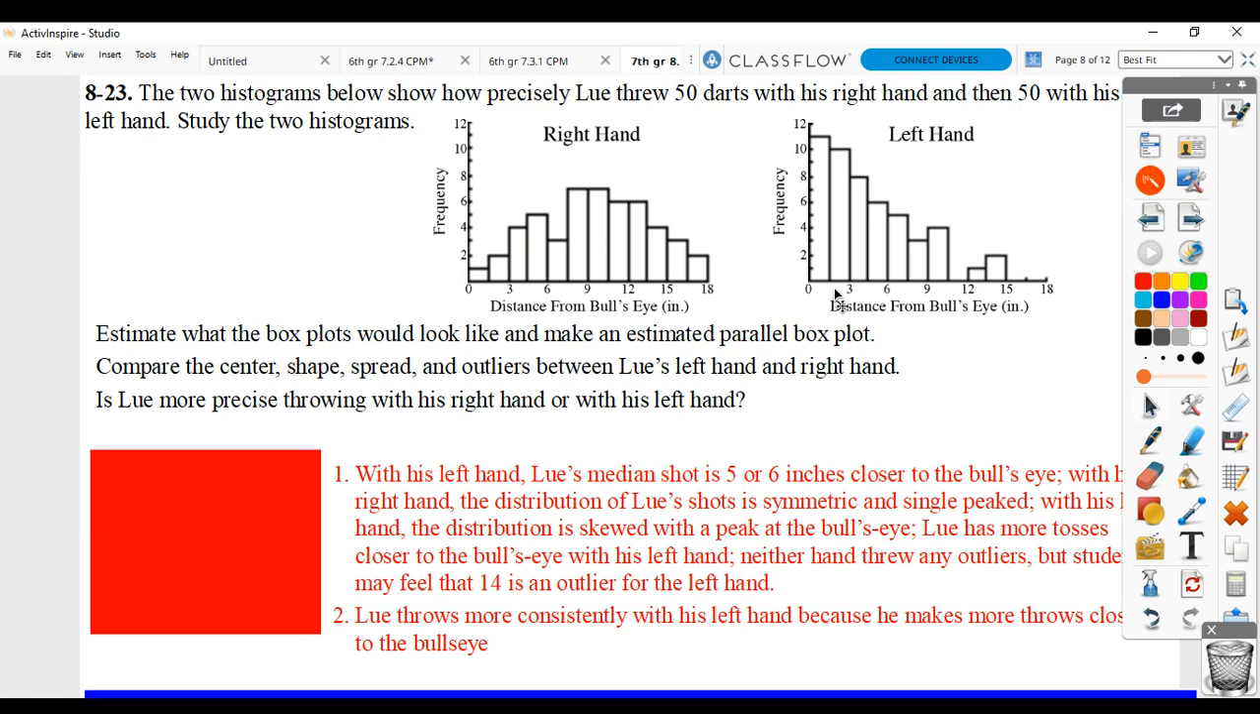There did not seem to be any real outliers, but some people feel that these might be considered an outlier on his left hand. And then what you find is that he's more consistent with his left hand because more of his shots are closest to the bullseye.